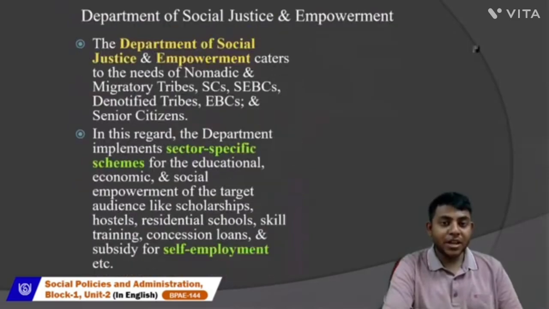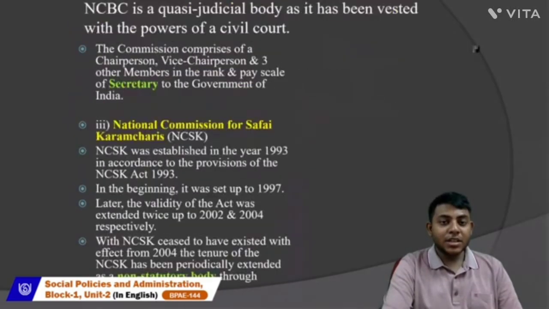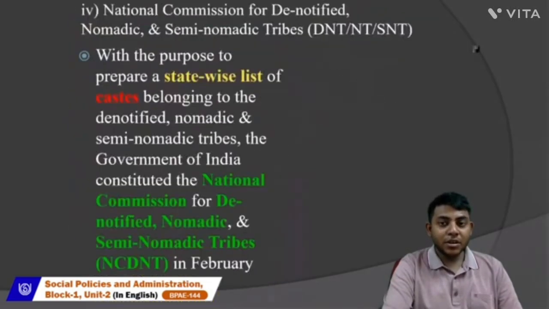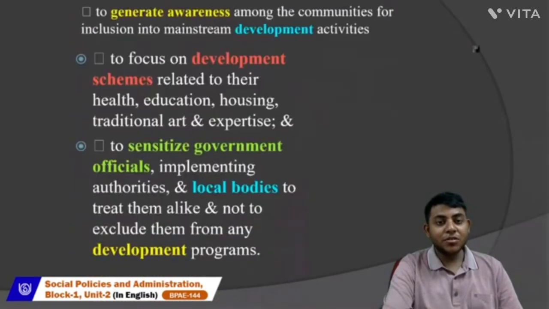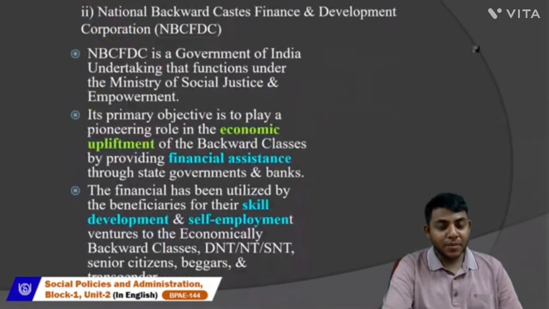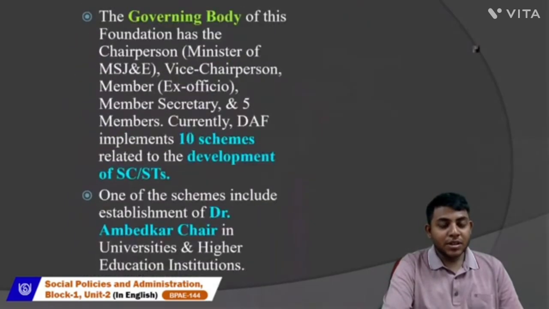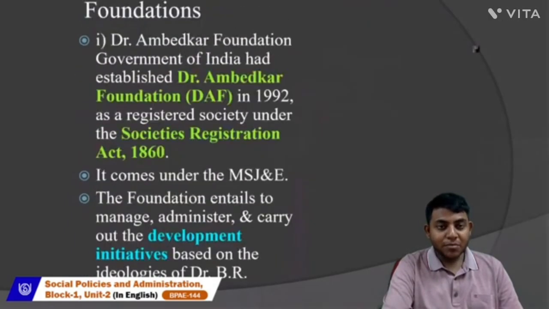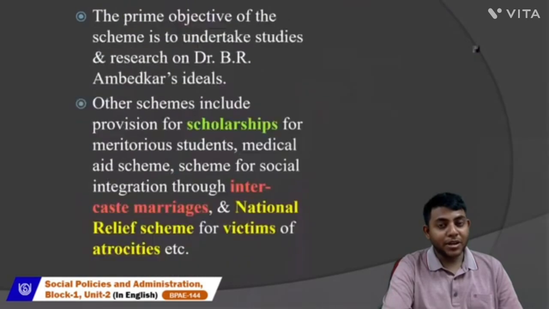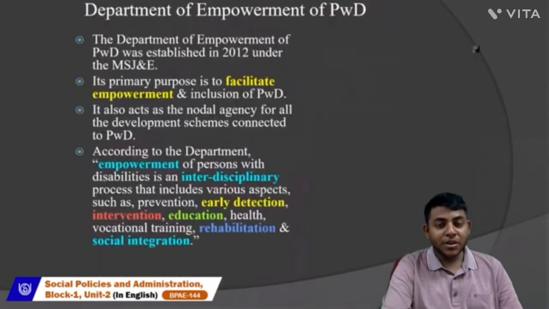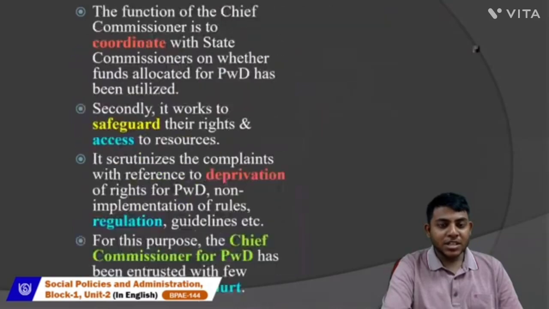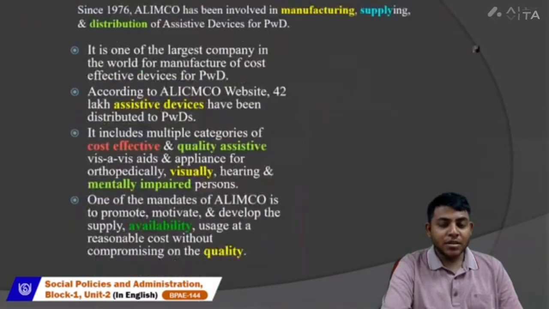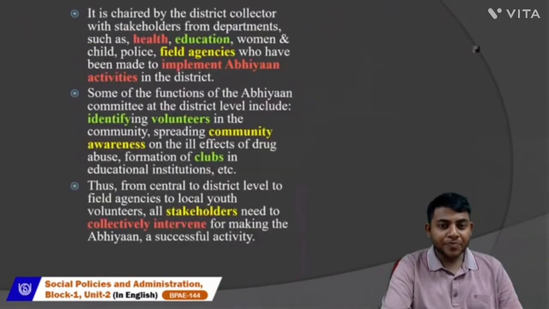So we have also discussed the very crucial role that is played by the Ministry of Social Justice and Empowerment. We have also discussed the National Institute of Social Defense as well. As well as we have discussed certain important foundations like Dr. Ambedkar Foundation and Babu Jagjivan Ram Foundation. So we are done with unit 1. The next class we shall start with the second unit of the paper.